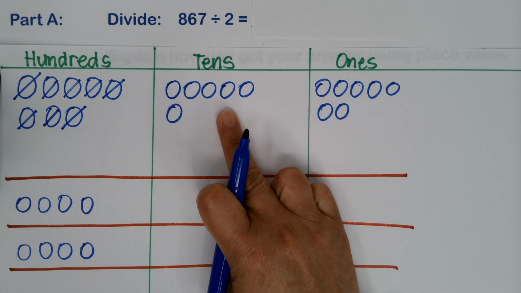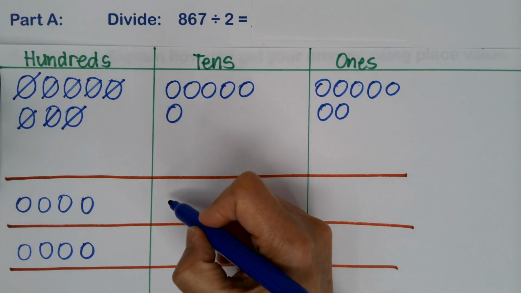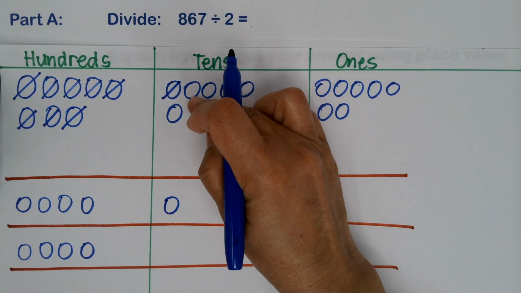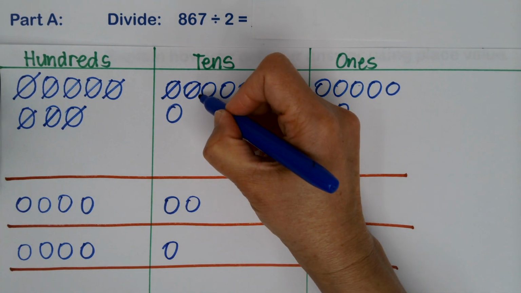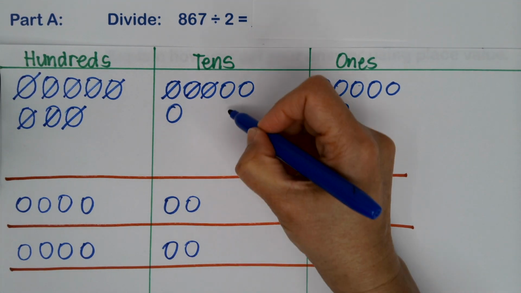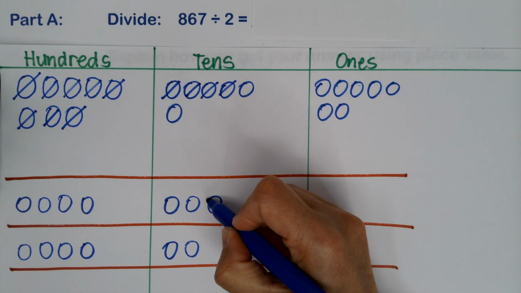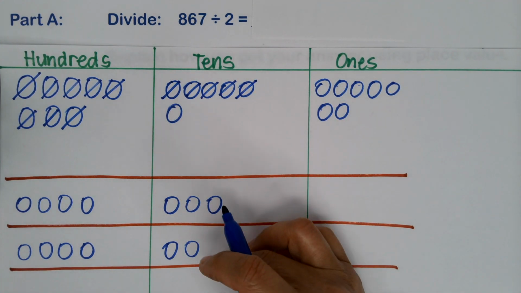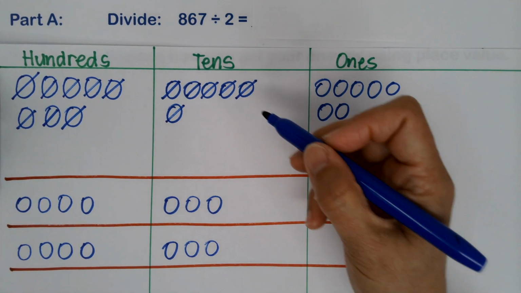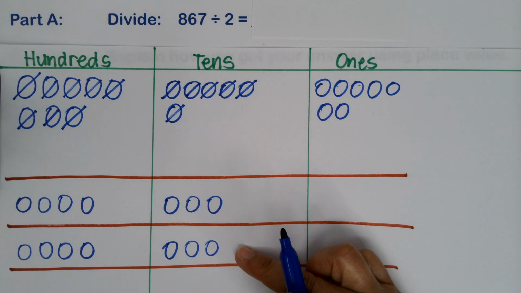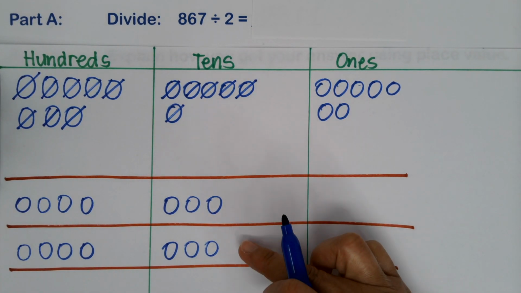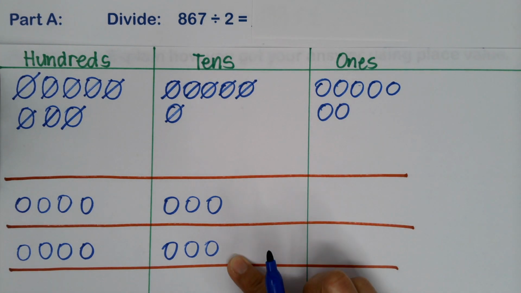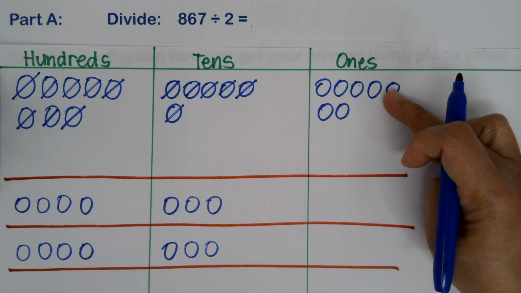Then let's go to the tens. So this circle goes here, cross that out, this goes here, cross that out, this goes here, cross that out, this goes here, cross that out, this goes here, cross that out, and this one over here, cross it out. So each group has 3 circles, and so each group has 3 tens. This is under the tens place. And let's go to the ones.